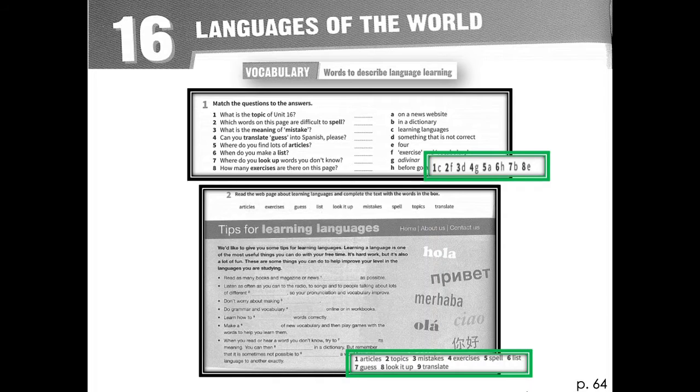Next one, number 7, 8, and 9. When you read or hear a word you don't know, try to guess. Number 7, guess its meaning. You can then, number 8, look it up in a dictionary. Number 9, but remember that it is sometimes not possible to translate a word from one language to another exactly.